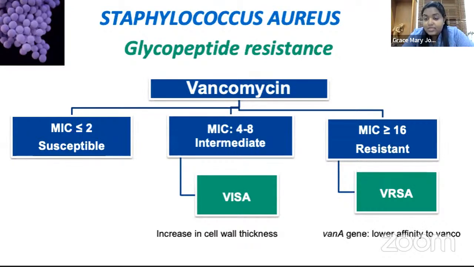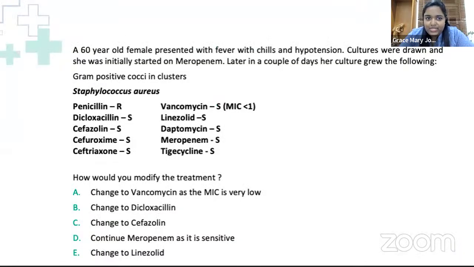But VRSA is because of the VAN-A gene. Like MEC-A, this is VAN-A, which is from the Enterococcus. They have received it from the Enterococcus species. And like I said, with MEC-A, what happens? Lower affinity to beta-lactam. So VAN-A is nothing but lesser affinity to vancomycin, which causes VRSA. The rates are not so high in India, but this is a resistance mechanism that you need to know about when it comes to glycopeptides.